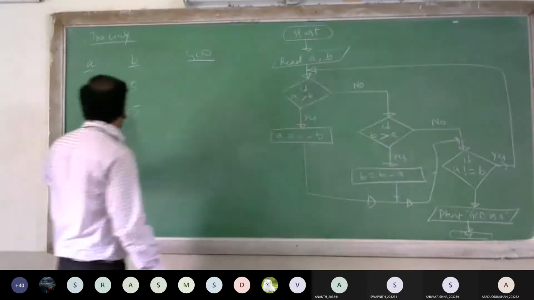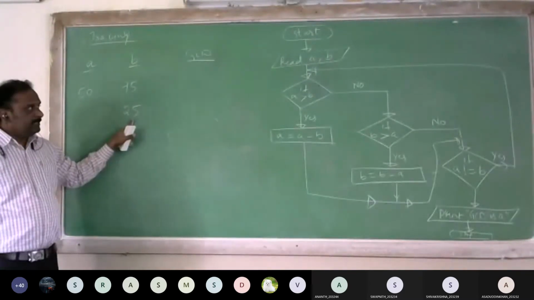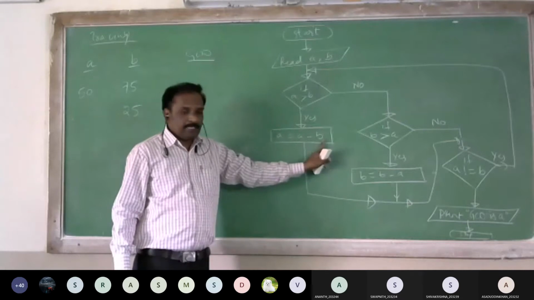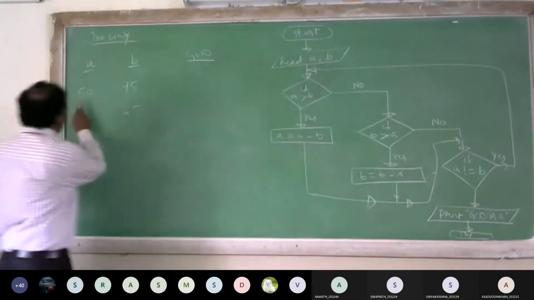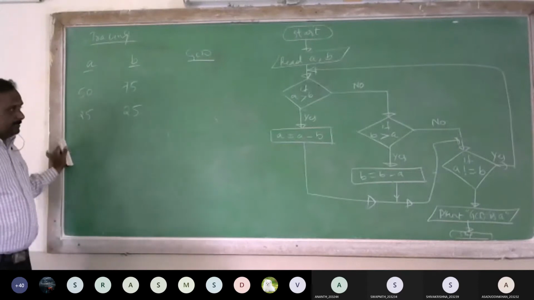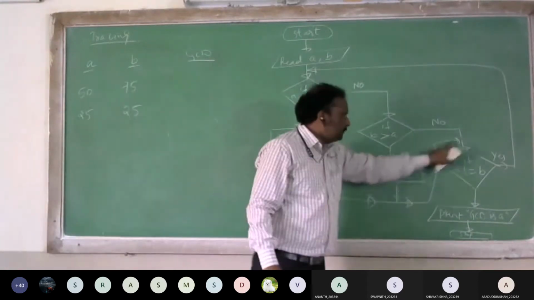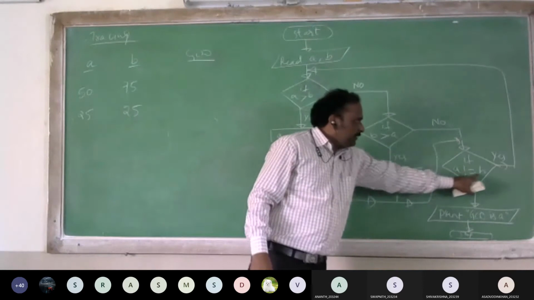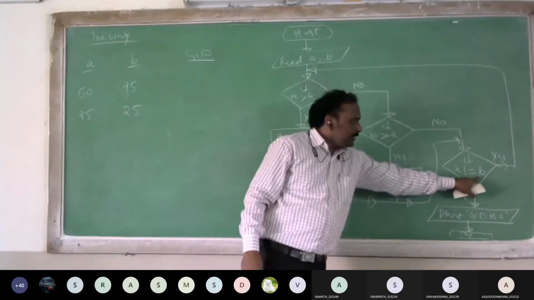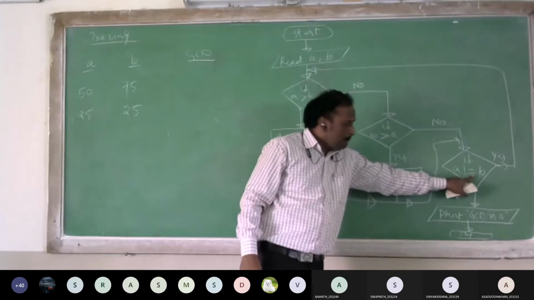Again check. Now 50 is greater than 25? Yes. A is equal to A minus B. 50 minus 25 is 25. Now again check here. Follow this arrow. Now 25 not equal to 25? False, because it is equal.